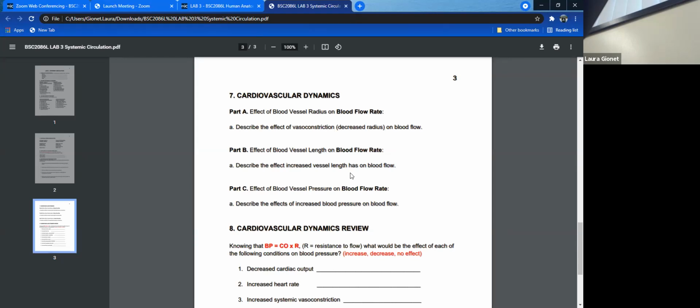Blood flow will decrease. Then we have the effect of blood vessel pressure on blood flow rate. So describe the effects of increased blood pressure on blood flow. So if we increase the pressure, which means that we're compressing down on it, it kind of depends on why we're increasing blood pressure, but I would say that generally it will decrease. Especially if we're talking about blood pressure due to vasoconstriction, the blood flow is going to decrease.